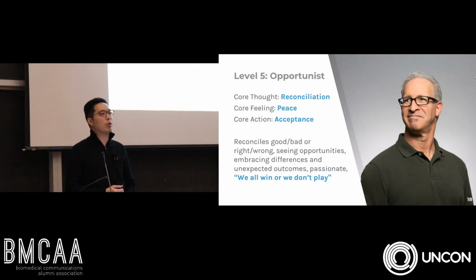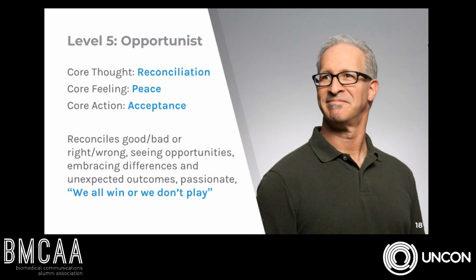Level 5 is the perspective of the opportunist. This is a very high anabolic level. We've got a core thought of reconciliation leading to peace and the action of acceptance. Here's where good or bad, right or wrong, all just come together. We start seeing opportunities in everything that shows up and embrace differences and unexpected outcomes.